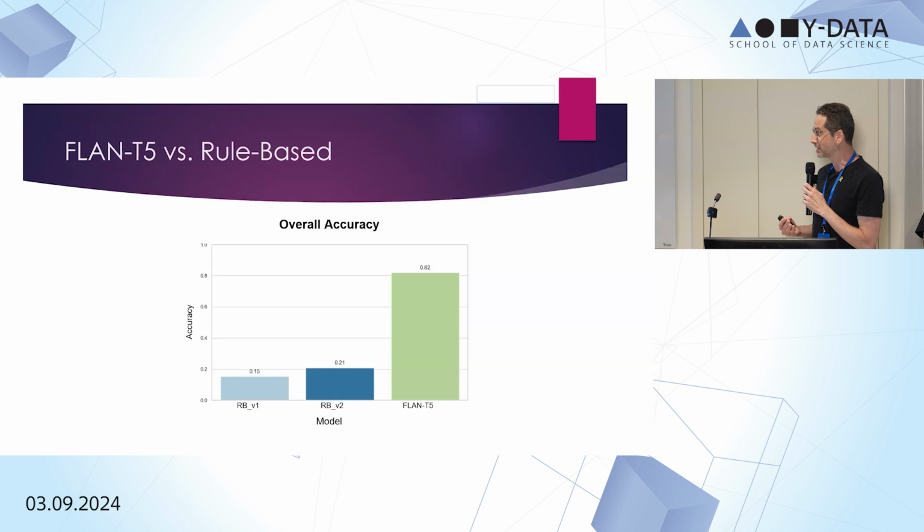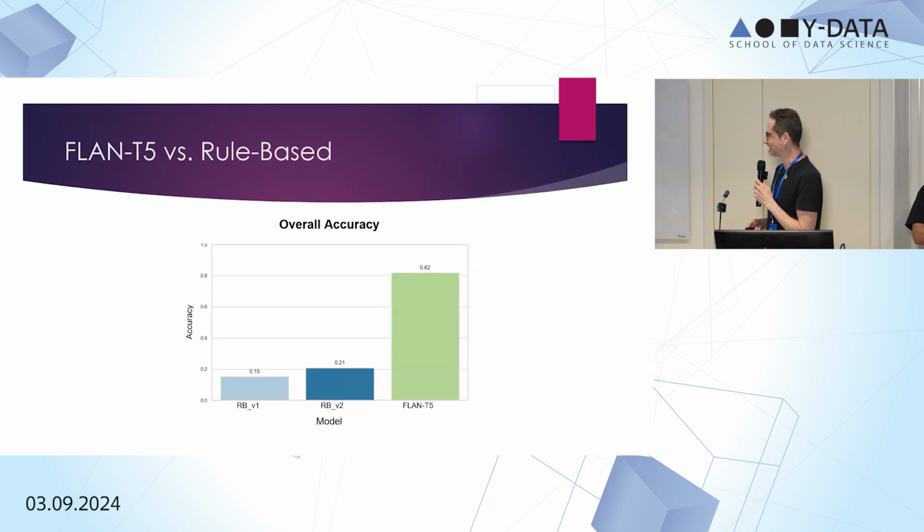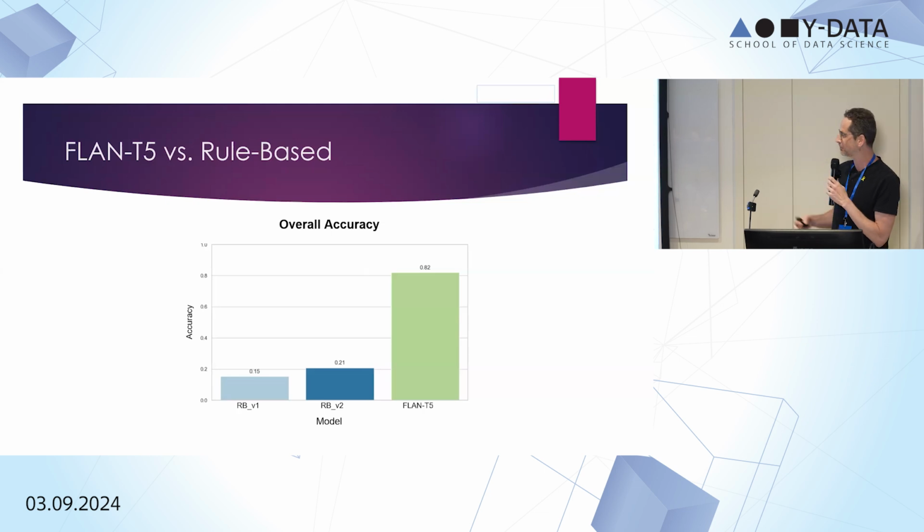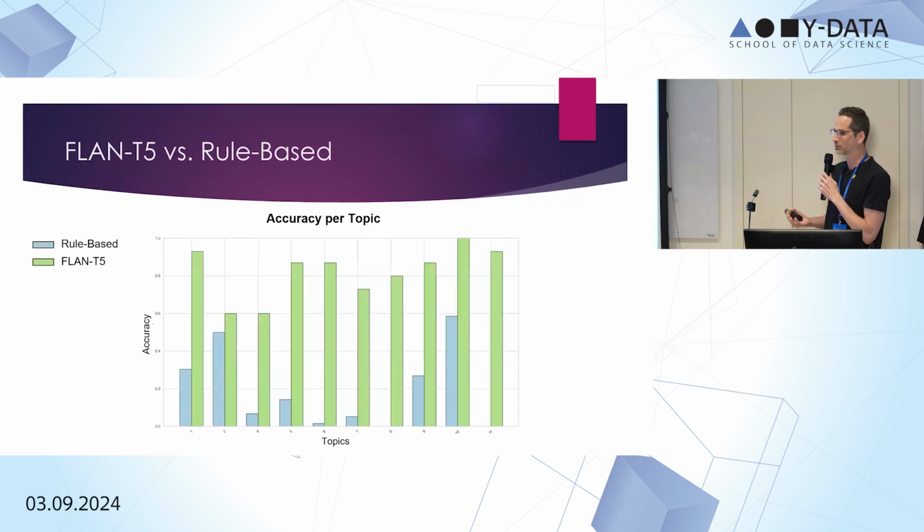But eventually, as you can see from this graph, this approach led to pretty poor results compared to the FLAN T5, the LLM, with only 21% of total accuracy. And also, when we look at the accuracy per topic, we see that the results are not that good and that the FLAN T5 model wins in all of the topics.